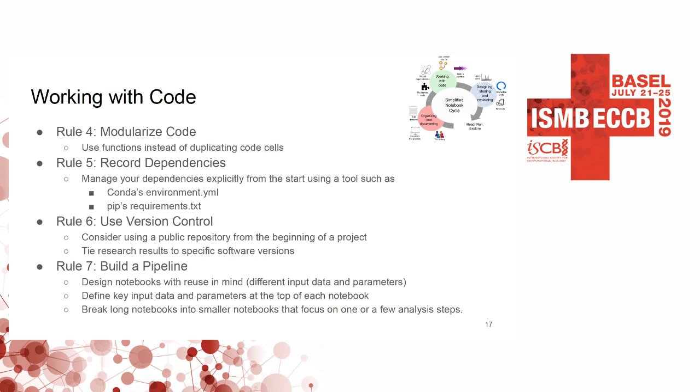And now rule 5, this is where the environment comes in. We need to explicitly show all the dependencies. Okay, my code depends on NumPy version 1.18 point something, and so you need to really record all of that, and that can be done through the conda environment.yml file, which you have already seen in your software installation. And then obviously we need to use version control, because every time you make a change to your software, the results will change.